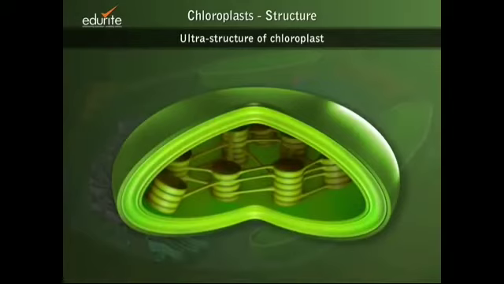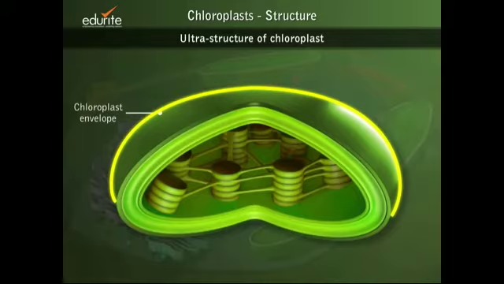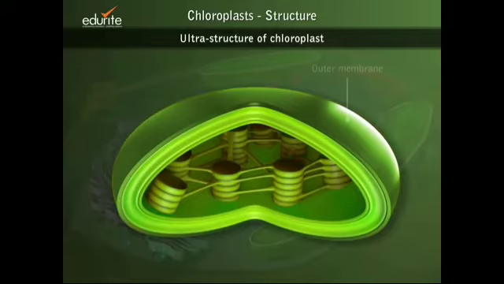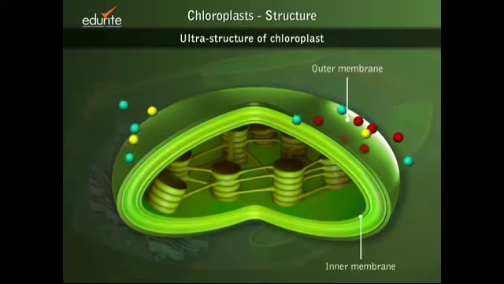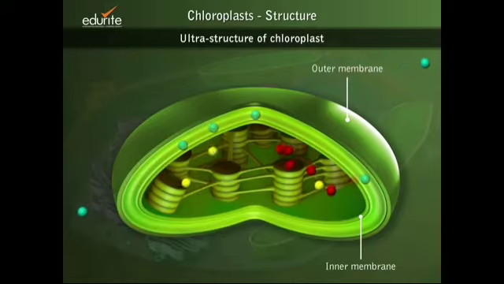Envelope means cover, the first part. Second one, the stroma means substance, liquid-like things. The next one, thylakoid means coin-like structure. Coin-like structures arranged one by one, like this.